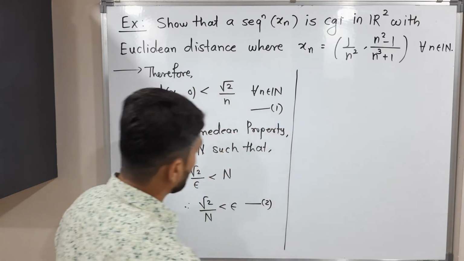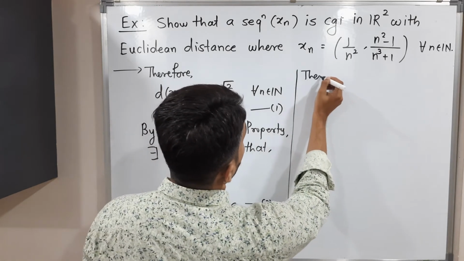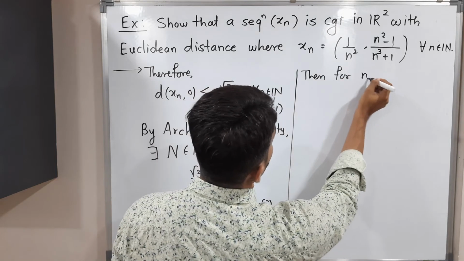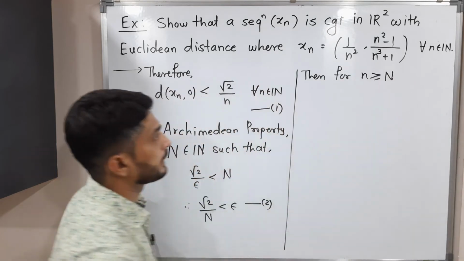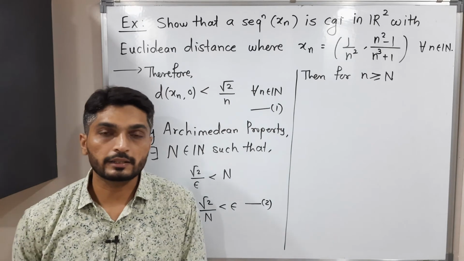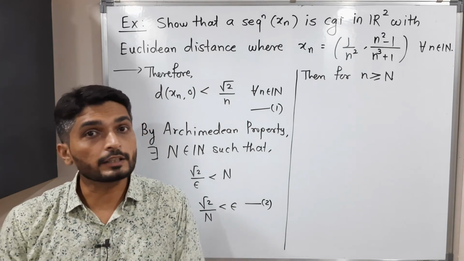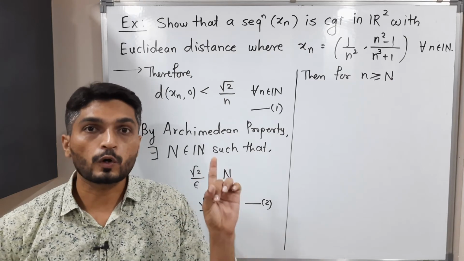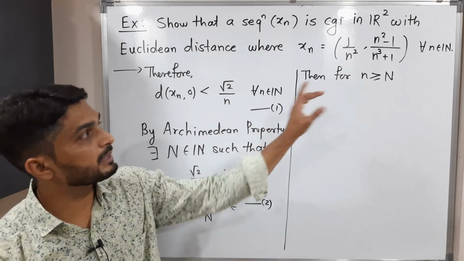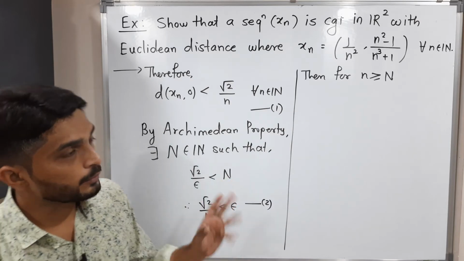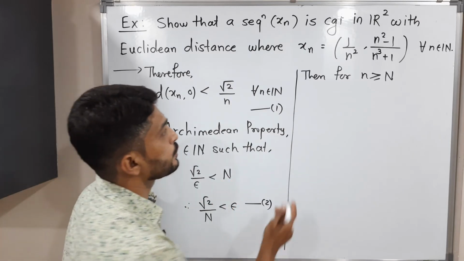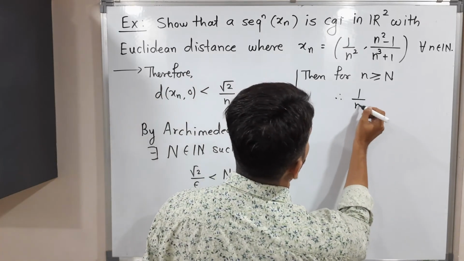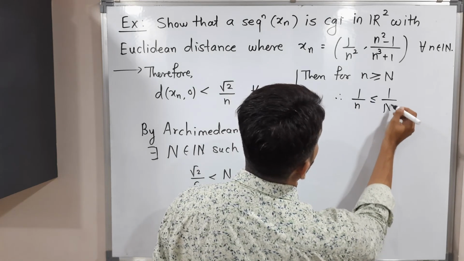So now for n greater than or equal to capital N. What I'm considering is n greater than or equal to capital N, since you know that in the definition of a convergent sequence, we write at the end for all n greater than or equal to capital N. Same thing I have considered. So now what will I do? I will take the reciprocal of both sides. So therefore 1 upon n is less than or equal to 1 upon capital N.